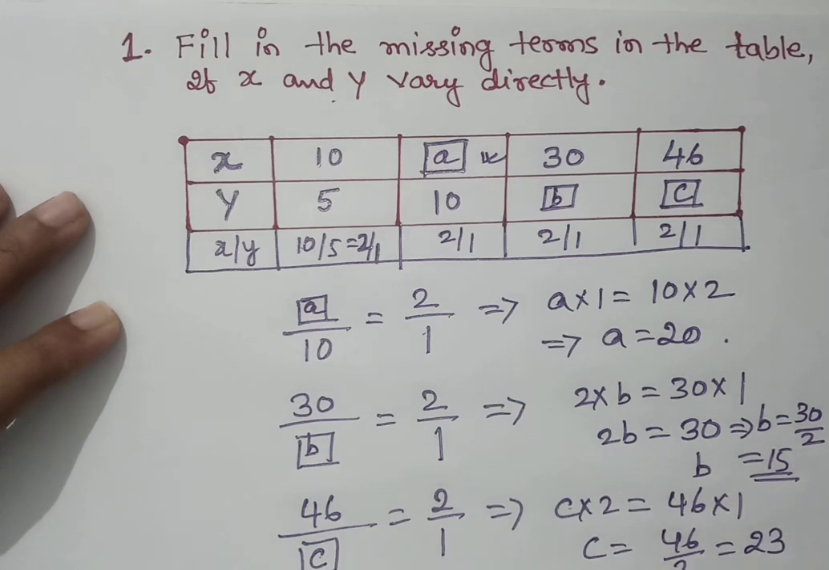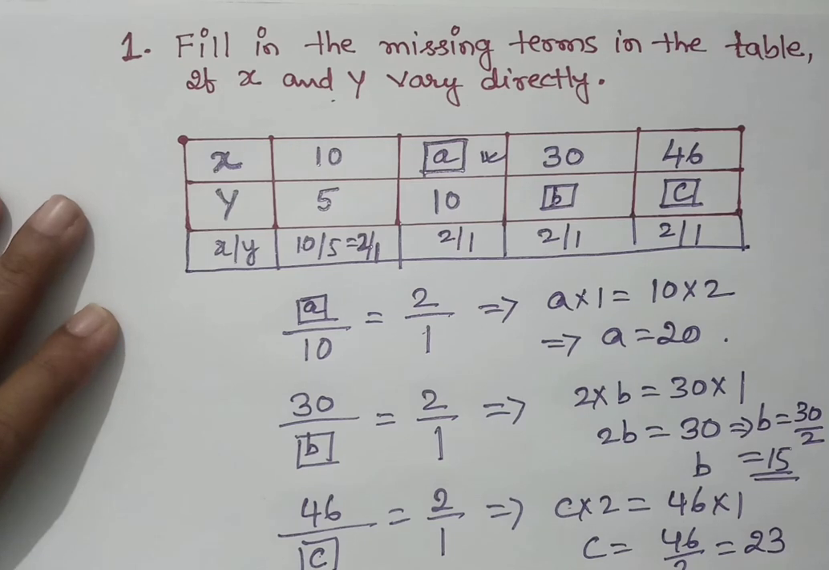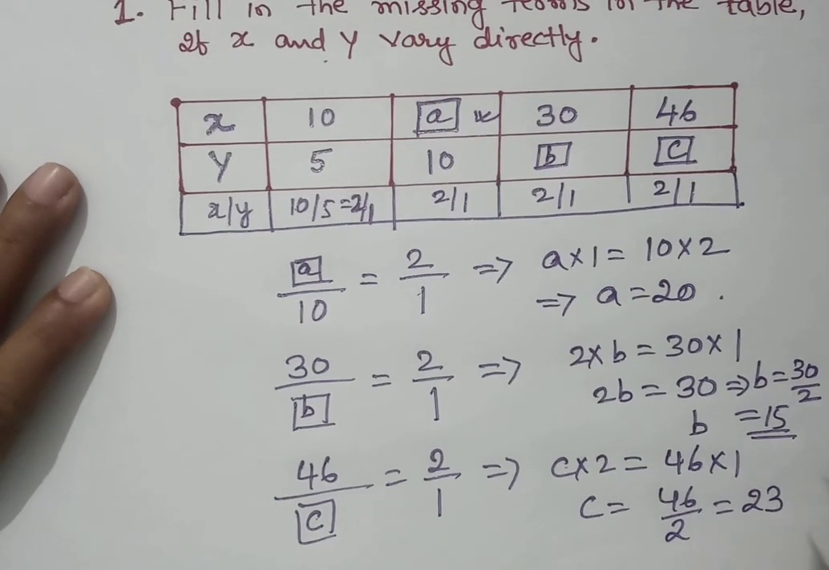So children, I hope you got it. A is equal to how much? A is equal to 20. B is equal to 15 and C is equal to 23.